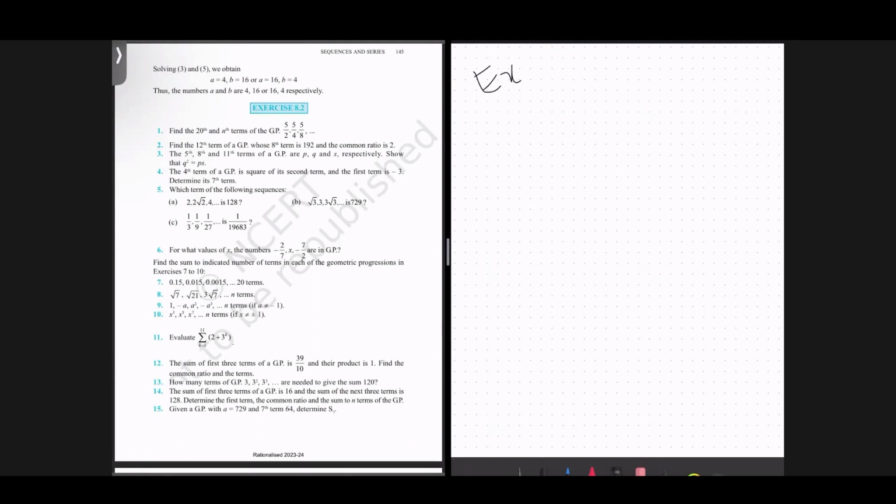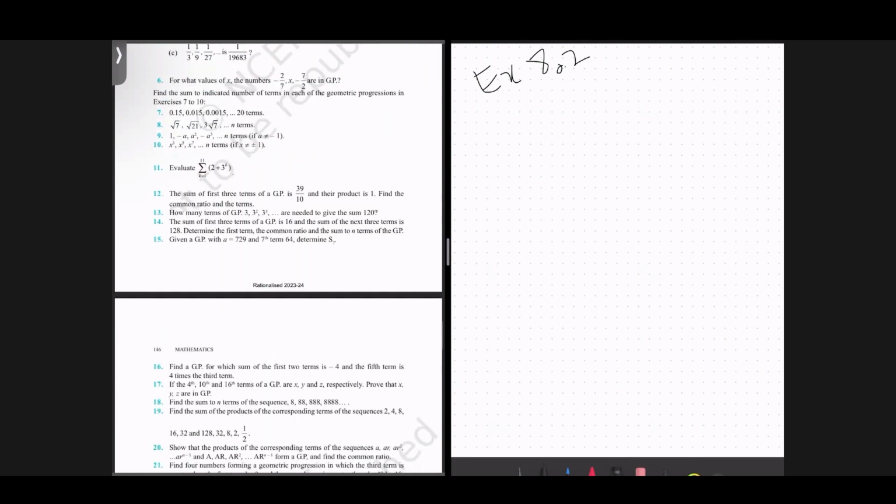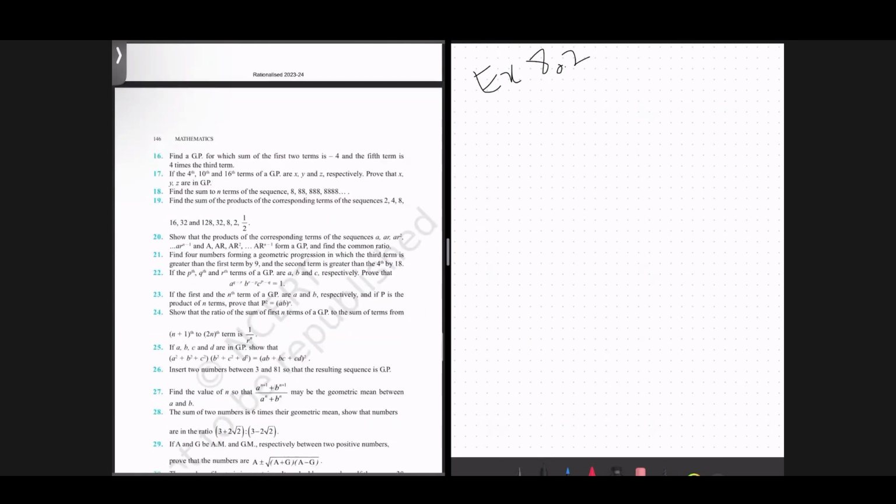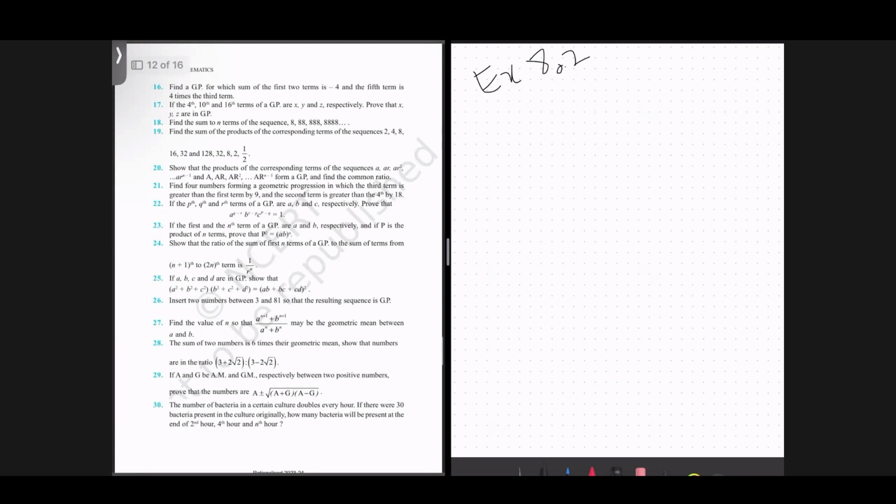In exercise 8.2, not 8.3, 8.2, we saw the first 16 odd questions. The last question that we solved in this exercise was: find a GP for which the sum of the first two terms is -4 and the fifth term is 4 times the third term. And moving further, we are going to solve the remaining ones, right? So without wasting any more time, question number 17.